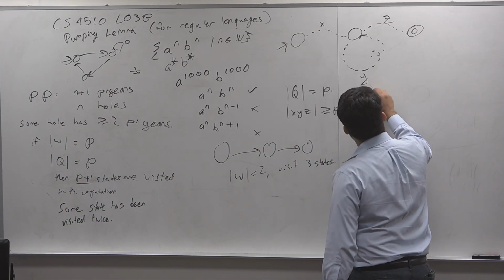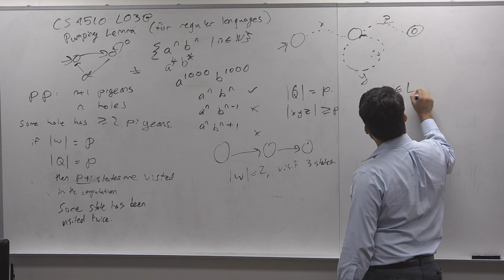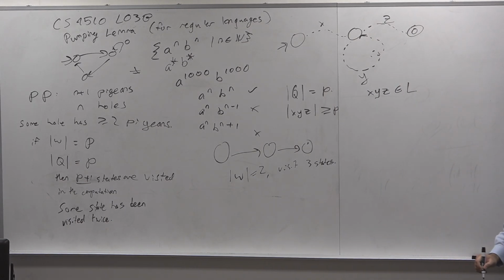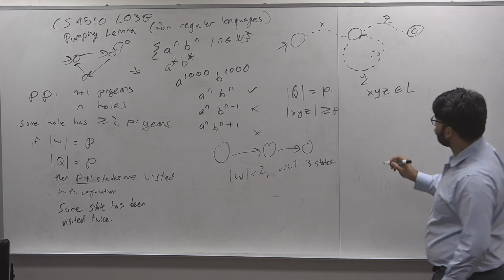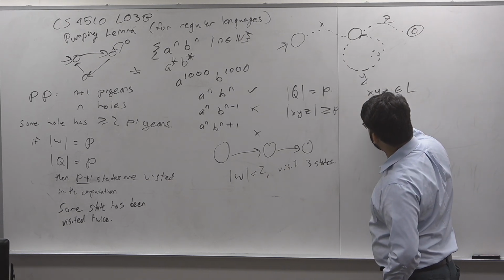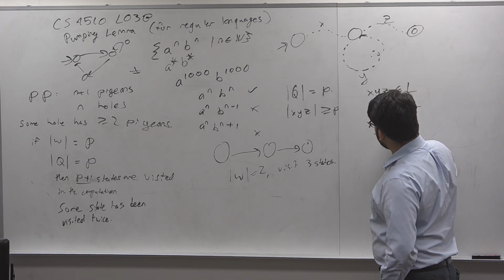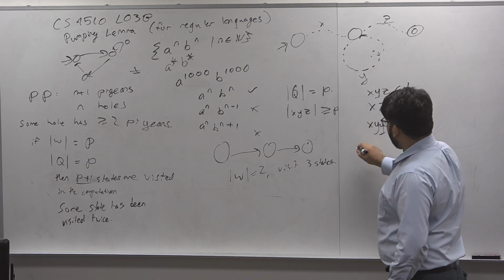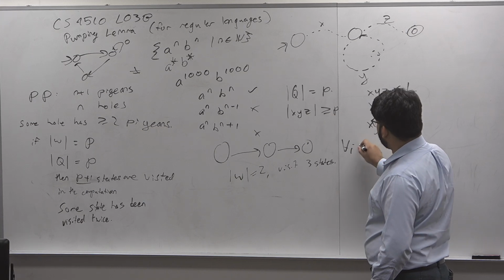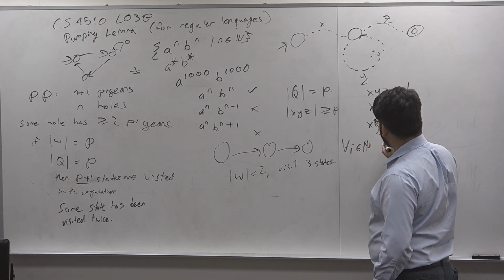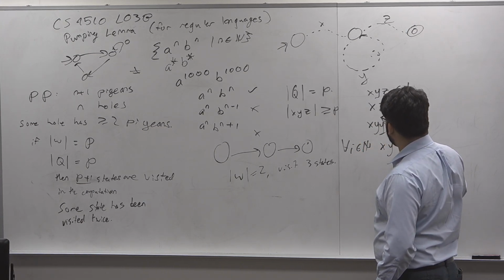If XYZ is in L, then what do we know also must be in L? On some surgery, yes: X, Y star, Z. XZ is in L, XYYZ is in L, and for all i, which is a natural number, including 0, X Y to the i Z is an element of L.